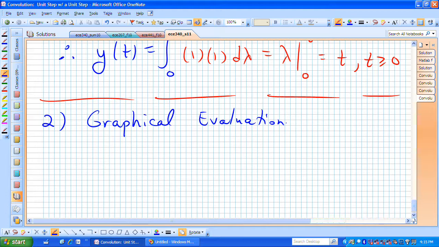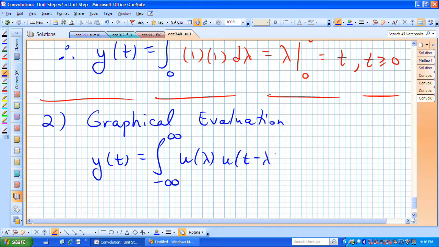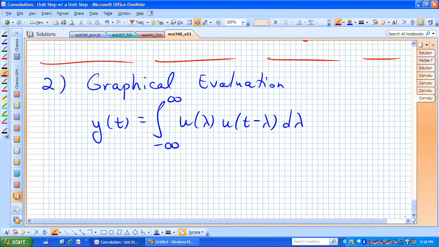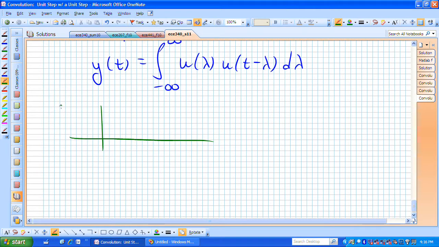Here's then a graphical evaluation. We have again y of t is this integral from minus infinity to infinity of u of lambda, u of t minus lambda, d lambda. Well, we have u of lambda in a couple of places. We have u of lambda just by itself. That looks like turning on at 0 at lambda equals 0.